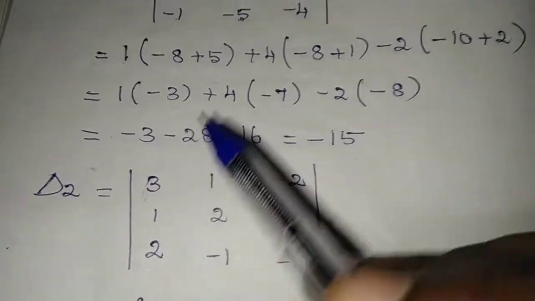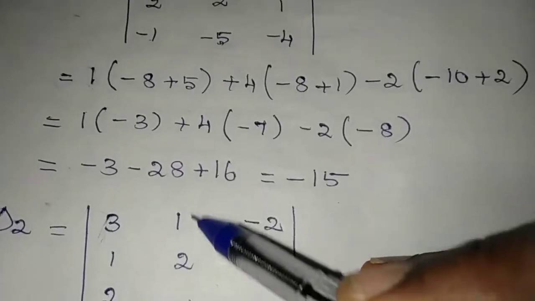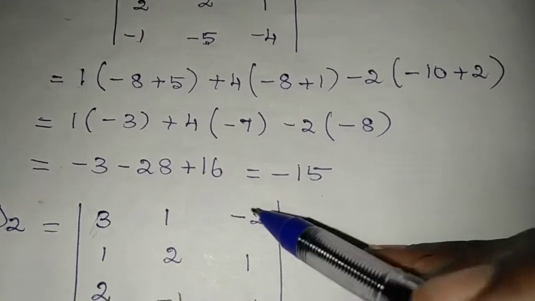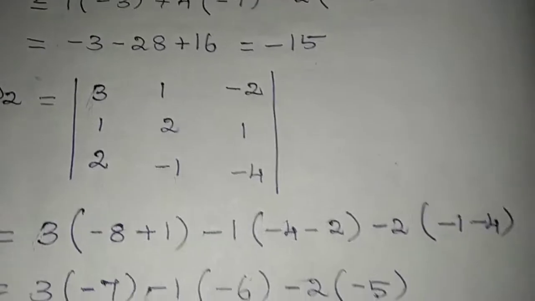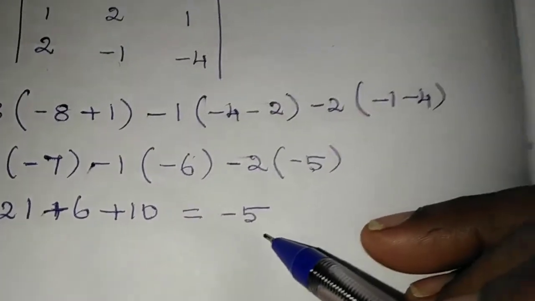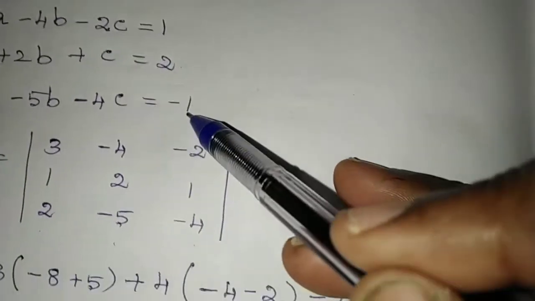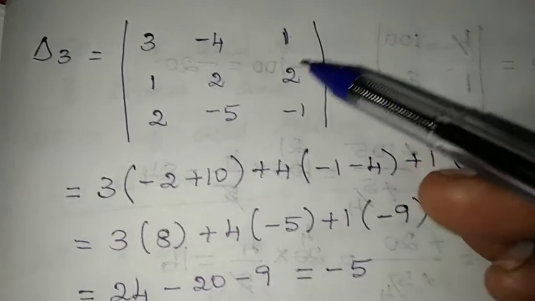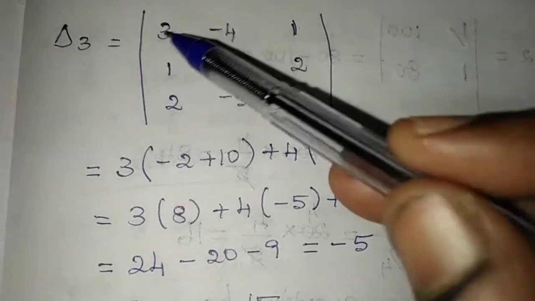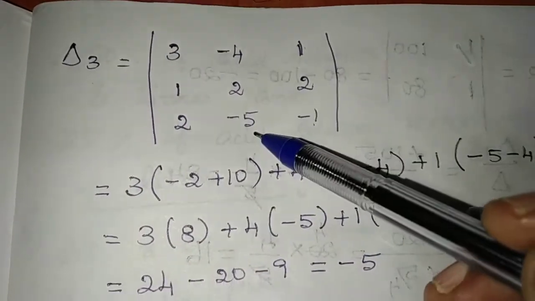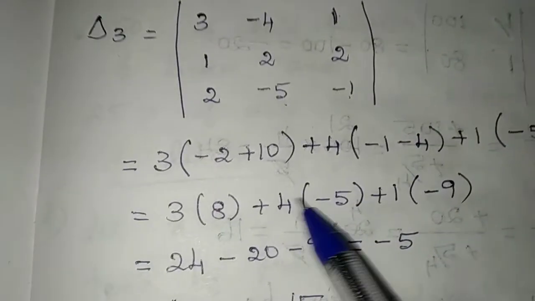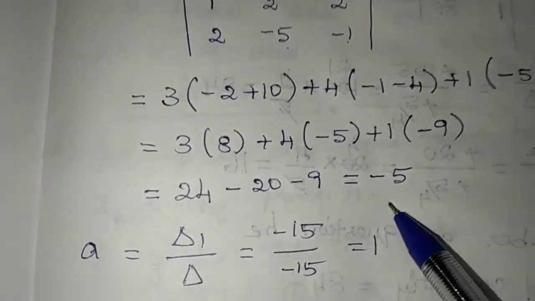Delta 2, constants 1, 2, minus 1, write in the second column. First column, third column, write as it is. And simplify, we get minus 5. Delta 3, write the constants in the third column. First column, second column, write as it is. Now simplify, we get minus 5.